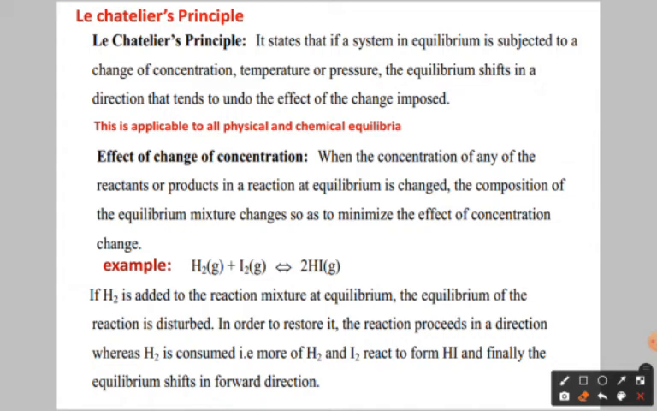A direction that tends to undo the effect of change imposed. Okay, I think you are not understanding. Let us see here what is the meaning of this one. Simply means what happened here.